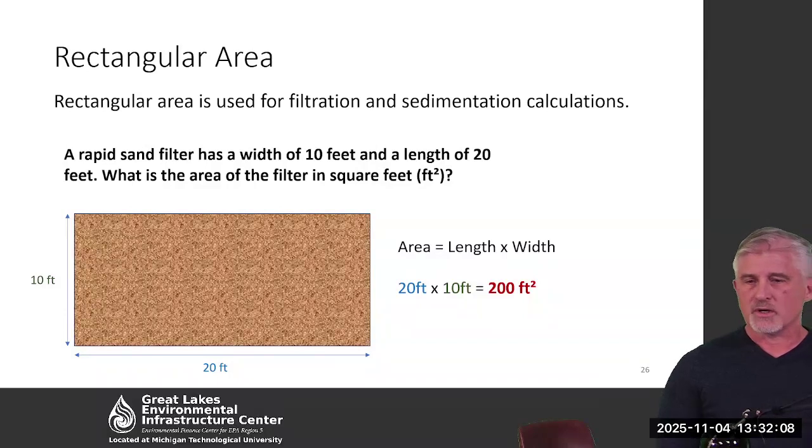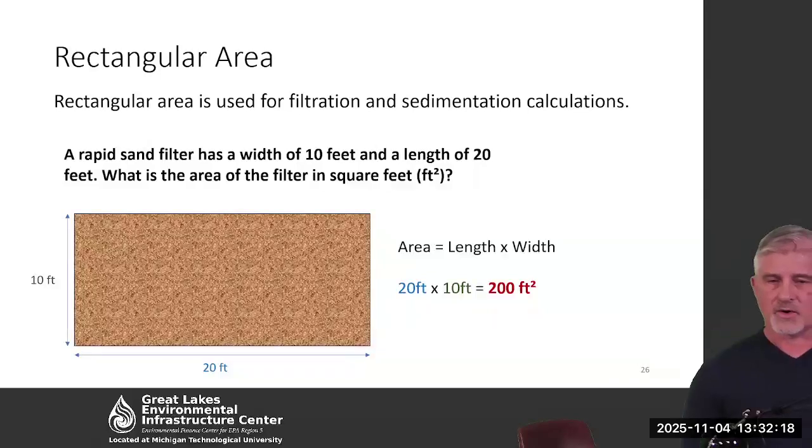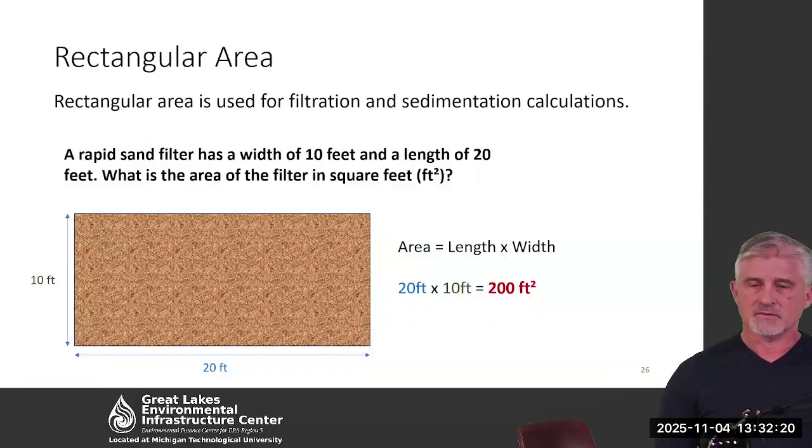In our example here, we have a rapid sand filter with a width of 10 feet and a length of 20 feet. What is the area of the filter in square feet? We simply take the area is equal to the length times the width. The length is 20, the width is 10, so 20 feet times 10 feet equals 200 square feet.